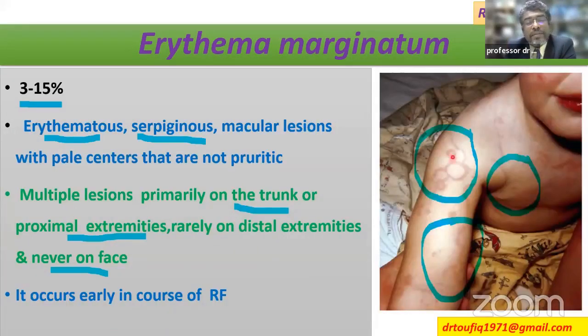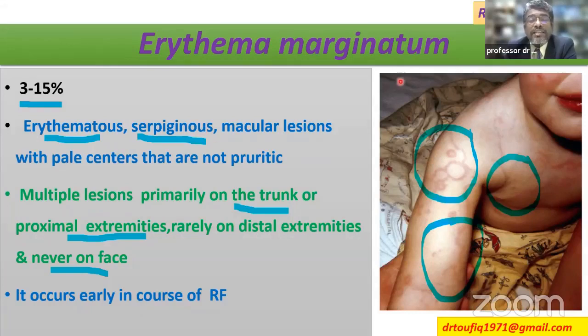And this is the erythema marginatum, what we are seeing here in the patient having rheumatic fever. This usually occurs in only 3 to 15% of patients having rheumatic fever. This is the erythema serpiginosum, and serpiginous means a snake-like lesion.